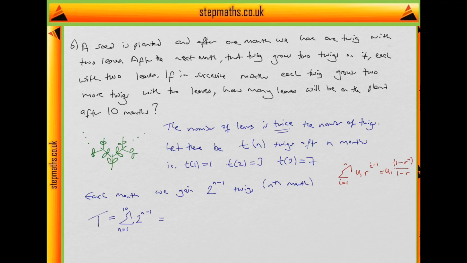So in this case, u1 is clearly 1, and our ratio is 2. So it gives us 1 minus 2 to the n, where n is 10, divided by 1 minus 2. Well, 1 minus 2 is minus 1, so that gives us 2 to the 10 minus 1. Then remember, the number of leaves is equal to twice the number of twigs. So that's 2 times (2 to the 10 minus 1). Well, 2 times 2 to the 10 is 2 to the 11, minus 2 times 1, which is 2. So you have 2 to the 11 minus 2 leaves.